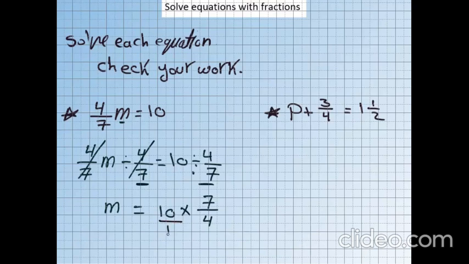Look here, the 10 is over 1. Now we can simplify. Divide by 2, the answer is 2. Divide by 2, the answer is 5. Now we have 5 multiplied by 7. Now m equals 5 times 7, 35 over 2.